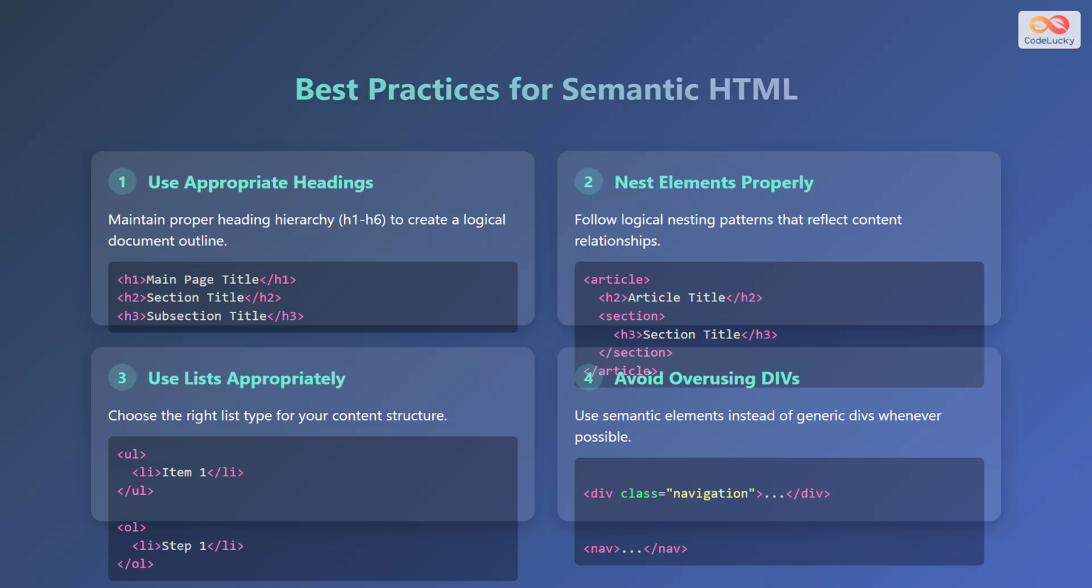Here are some best practices for using semantic HTML. Number 1. Use appropriate headings, maintaining a proper heading hierarchy from H1 to H6 to create a logical document outline. Number 2. Nest elements properly, following logical nesting patterns that reflect content relationships. Number 3. Use lists appropriately, choosing the right list type, like unordered or ordered lists, for your content structure. Number 4. Avoid overusing divs and use semantic elements instead of generic divs whenever possible.